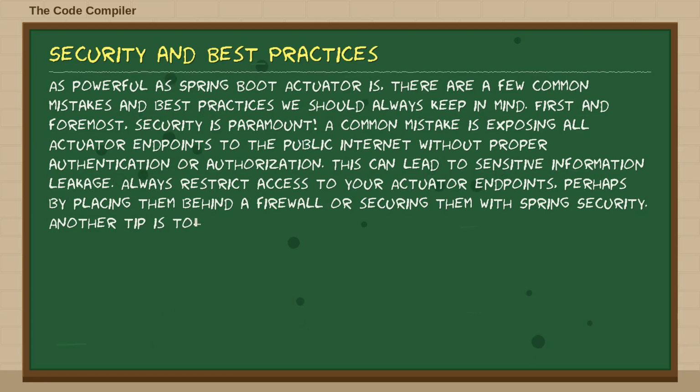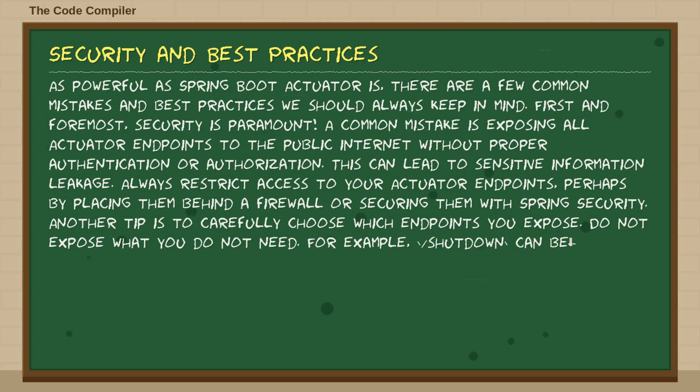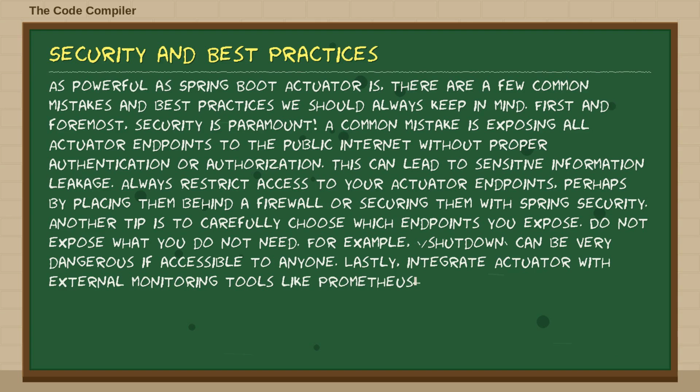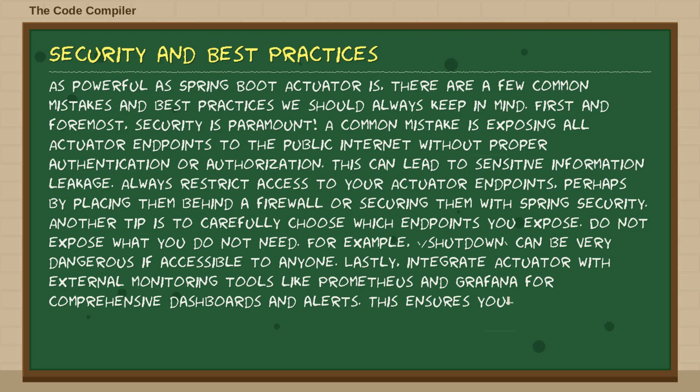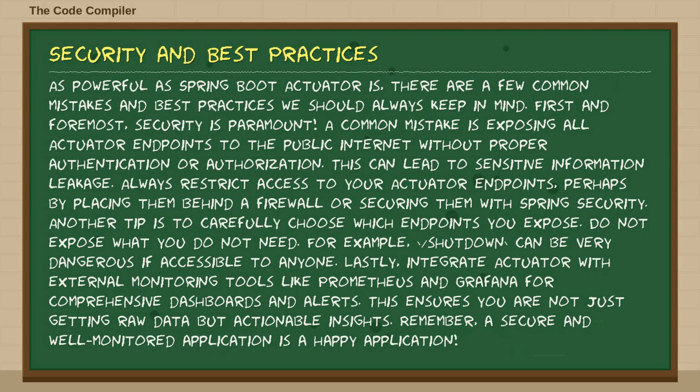Another tip is to carefully choose which endpoints you expose. Do not expose what you do not need. For example, shutdown can be very dangerous if accessible to anyone. Lastly, integrate Actuator with external monitoring tools like Prometheus and Grafana for comprehensive dashboards and alerts. This ensures you are not just getting raw data but actionable insights. Remember, a secure and well-monitored application is a happy application.